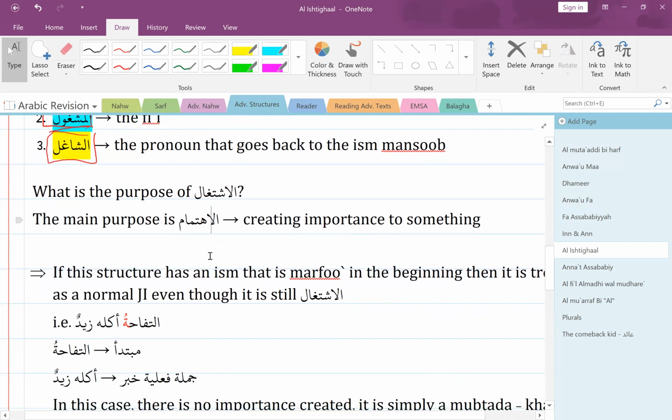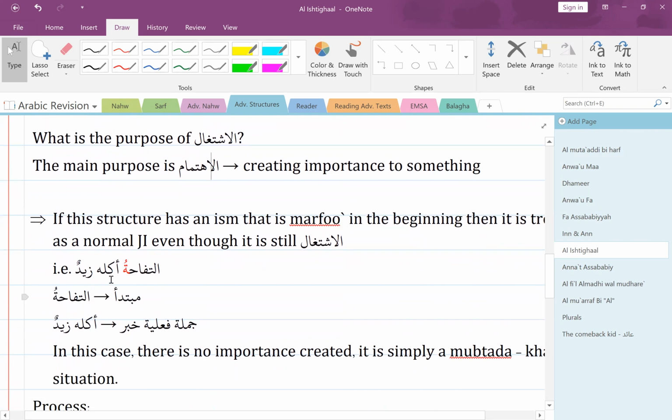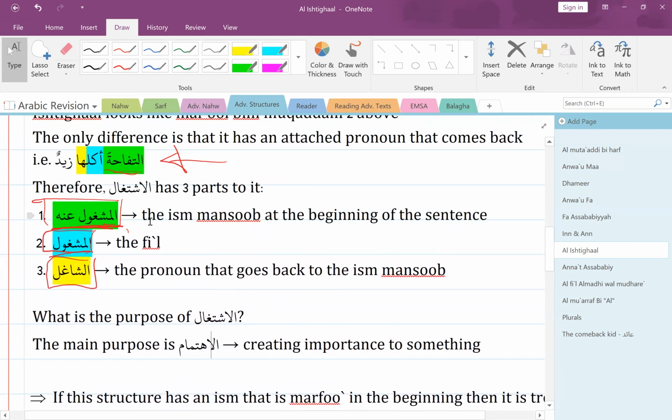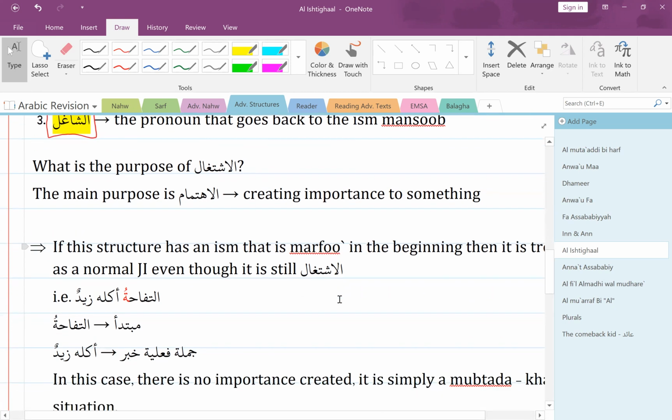All right. Now there's another subtle thing about this structure. Sometimes this structure, so we said the isim is mansub. The isim has to be in nasab status. That's most of the time. Sometimes this isim comes in marfu' status. So it comes with a dhamma, or it comes in a marfu' status at the beginning. Now, in that case, there is no importance that is being created. It's treated just like a normal jumla ismiya. Okay, so you just treat it like a mubtada khabar situation.